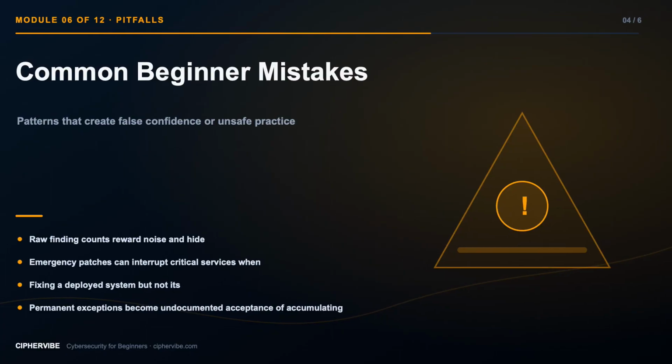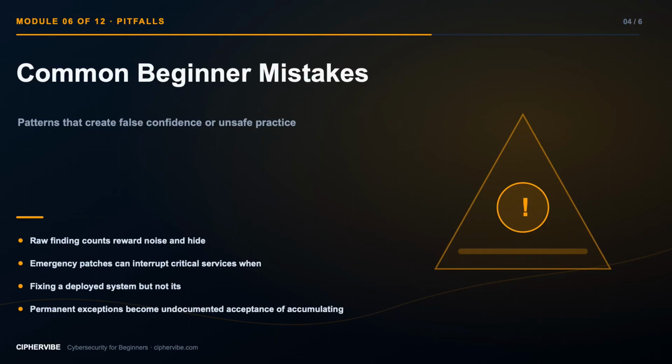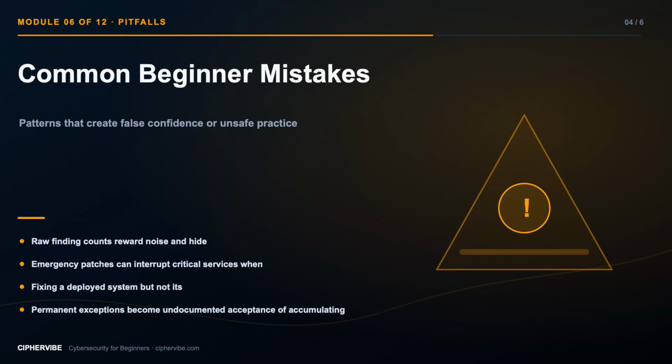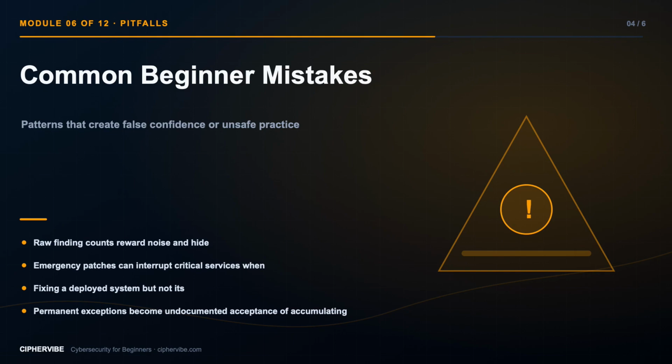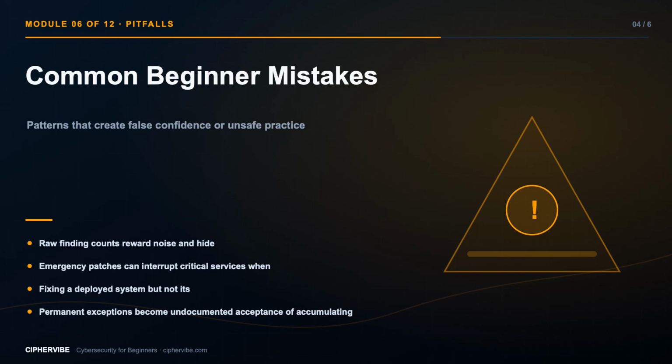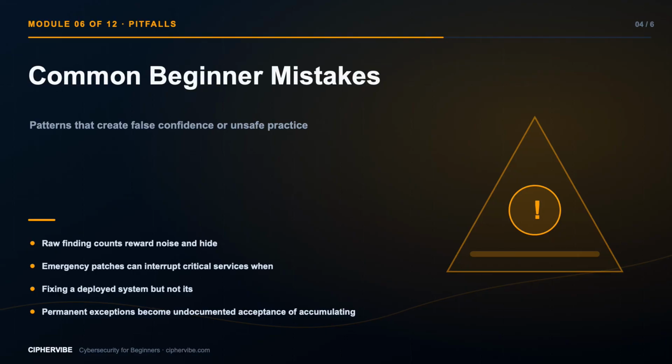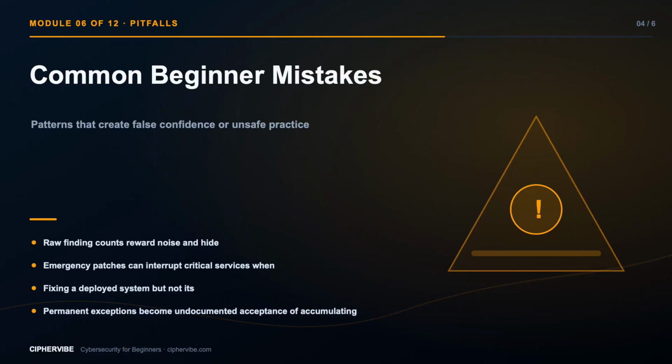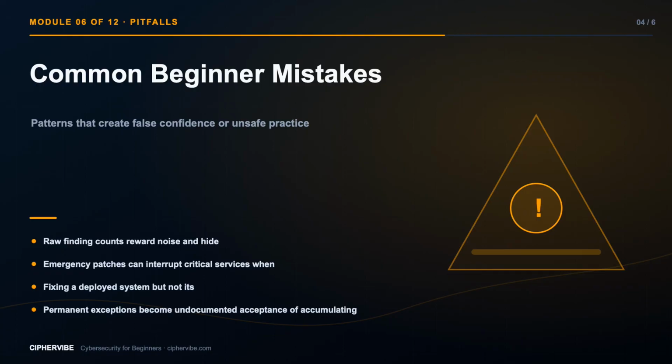First, raw finding counts reward noise and hide the few weaknesses that create serious attack paths. Second, emergency patches can interrupt critical services when dependencies and rollback are unknown. Third, fixing a deployed system but not its template causes the weakness to return.